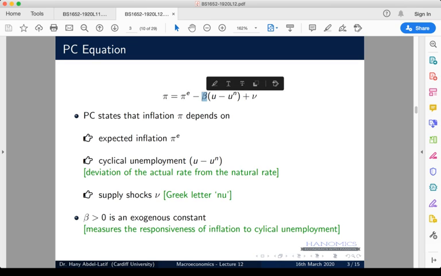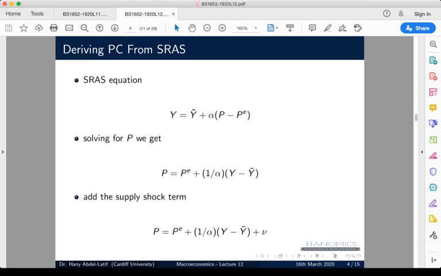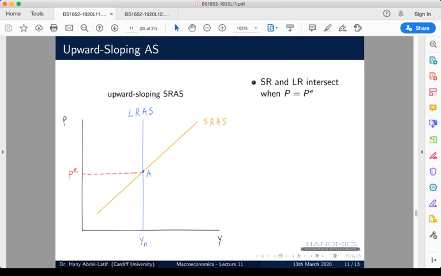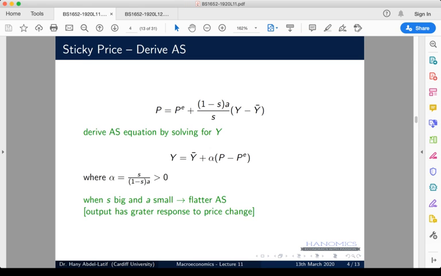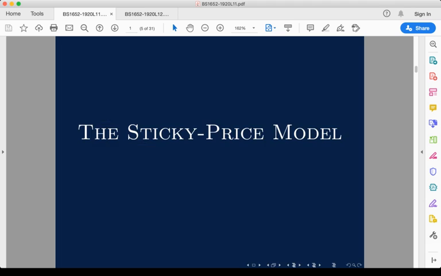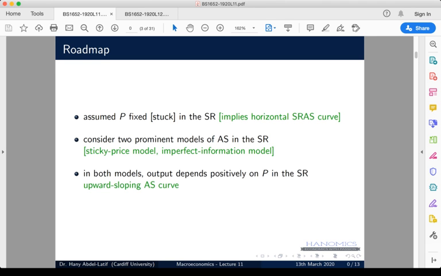So moving from here, as I said, this is our destination, so I don't want people to get lost when we try to derive this. We start with the short-run aggregate supply equation. Remember, this is exactly the same equation we derived in the last lecture. Again, we start with the destination here.